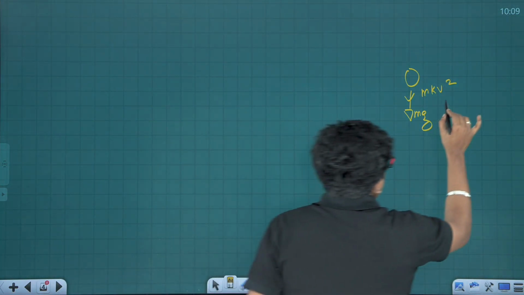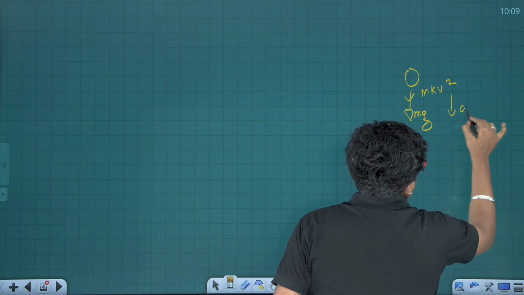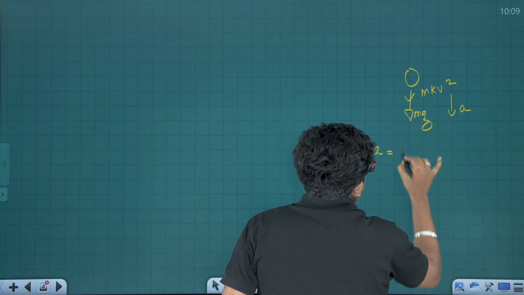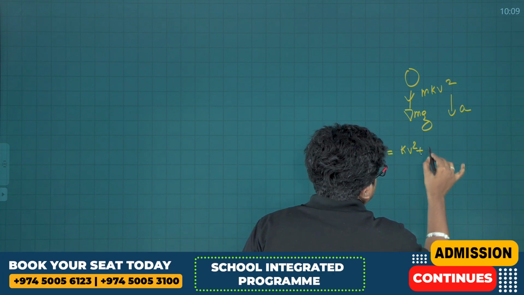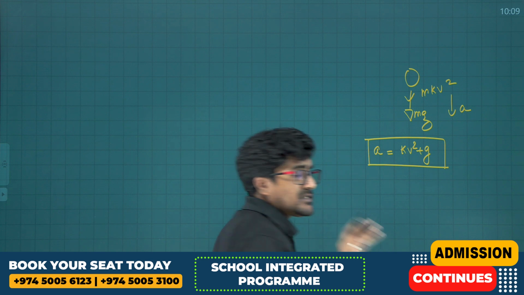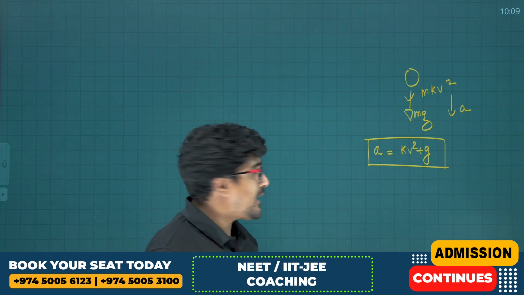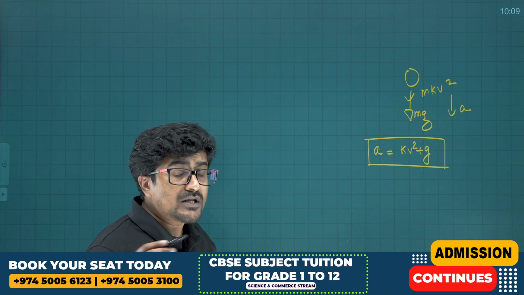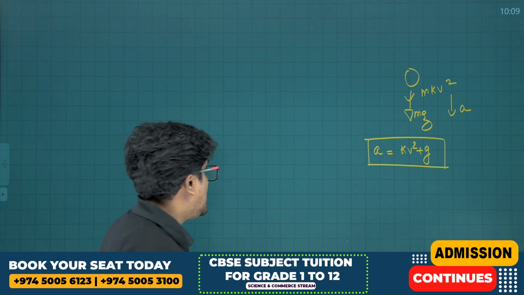So of course, the net downward acceleration A is going to be what? A is supposed to be kv square plus g. So that is going to be the net downward acceleration experienced by the body. Okay. Now the question is, what is the maximum height attained?